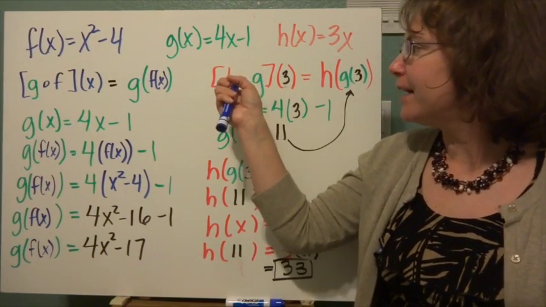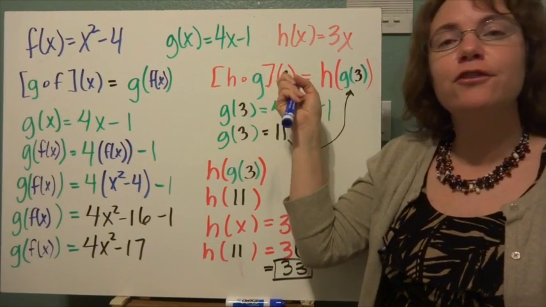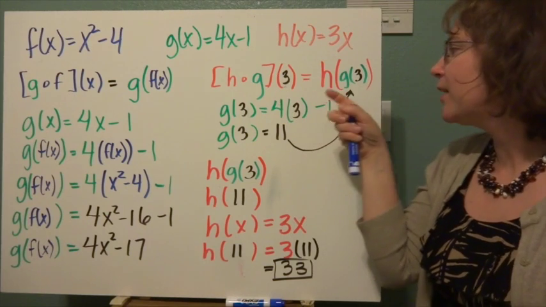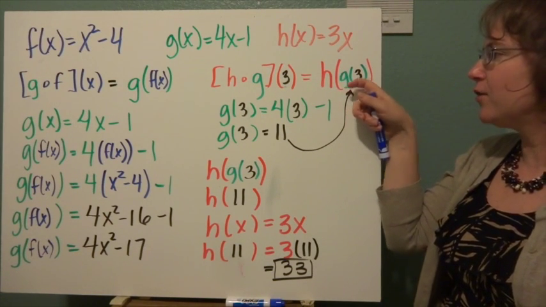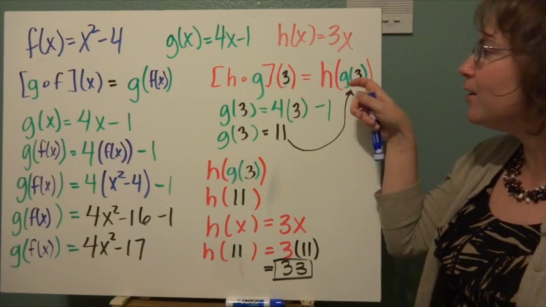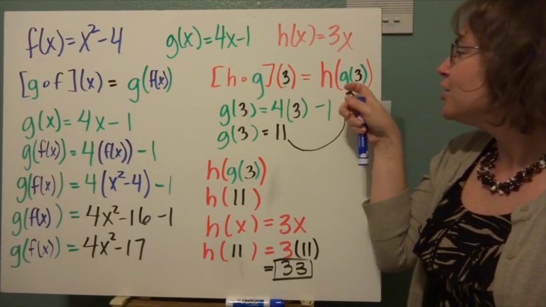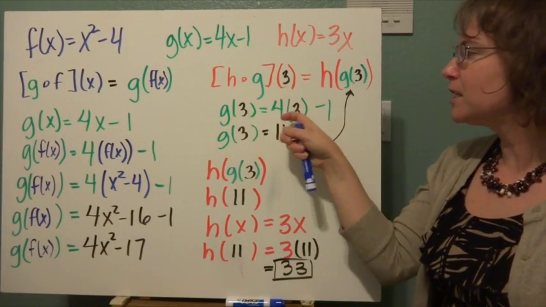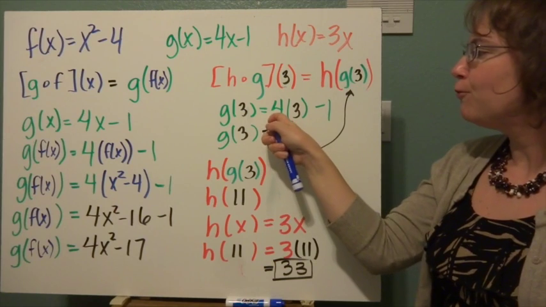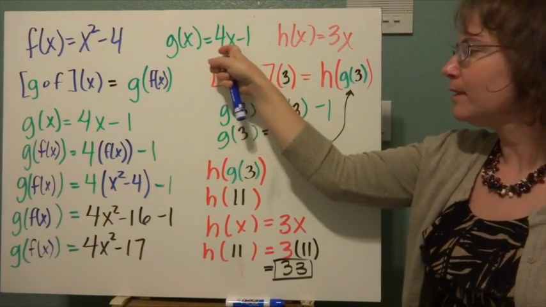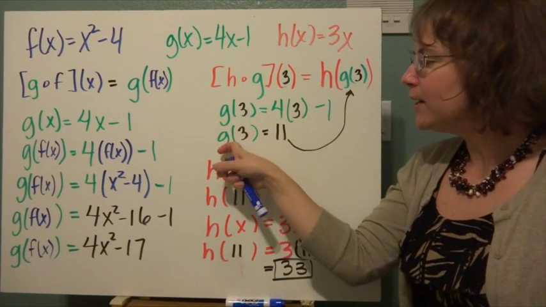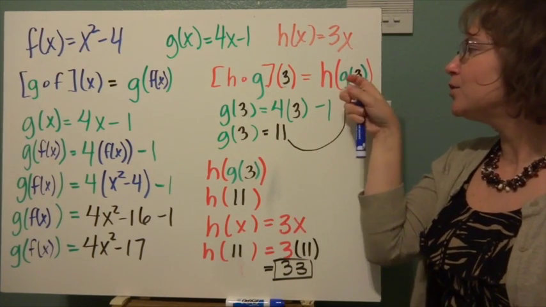Now let's say I want to find my h of g of 3. So I can rewrite it like this, h of g of 3. I really want to find what g of 3 is, and then I can evaluate it in my function h. So for g of 3, I'm just going to take my g of x, and I'm going to replace the x with a 3. So 4 times 3 minus 1. 4 times 3 is 12, minus 1 is 11. So I know g of 3 is equal to 11.